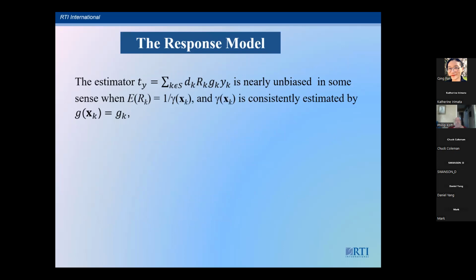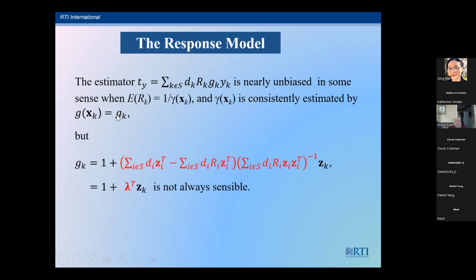Now, the estimator is also nearly unbiased in some sense. If the expected value of response, or the probability of response, because response is 0, 1 so its expected value is the probability, is 1 over some gamma function of some x, it can be consistently estimated by some g function. What does all this stuff mean? Well, in our case, this g function looks sort of like 1 plus lambda z. That's saying that the inverse of the probability of response is a linear function of the z's. But that's a dopey response model. But that's the response model under which what we posited before, this linear regression estimator, is unbiased.